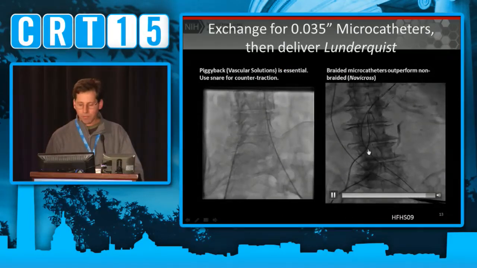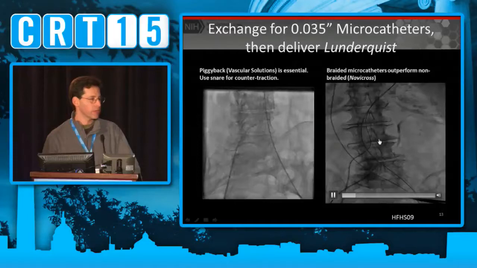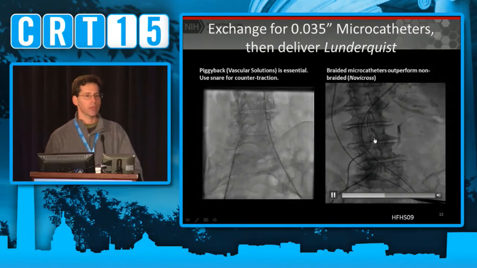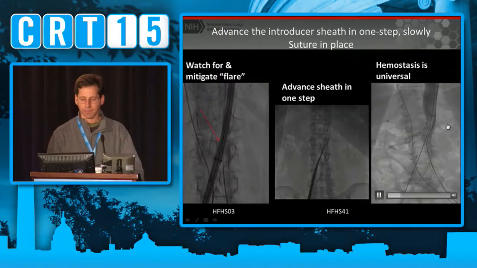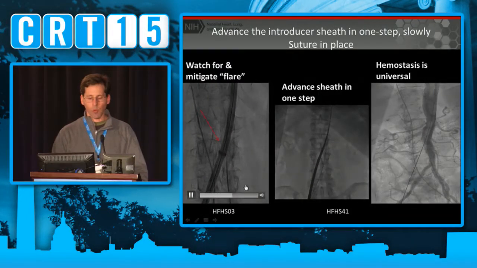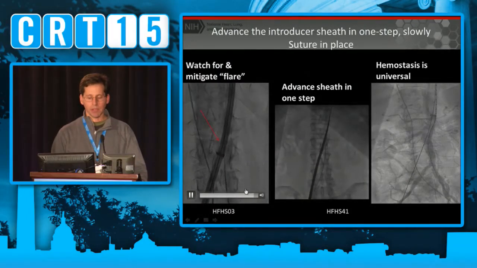And then once we have the piggyback in, we take a braided microcatheter and poke it into the aorta. Now we're really happy because now we can just pull all the stuff out and put a rigid Lunderquist wire into the aorta through that braided microcatheter. Okay? So then, in one step, we advance the TAVI introducer sheath into the aorta.